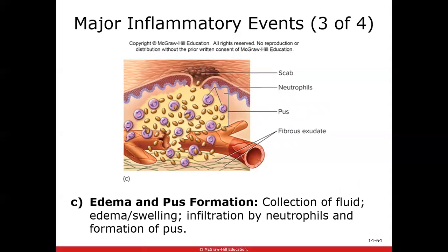Then you have edema and pus formation. So you have this collection of fluid, the edema, swelling, infiltration by neutrophils, and formation of pus. This is where the troops start coming in. And then you develop this pus to try to bog down these microorganisms in this area so they don't get any further.